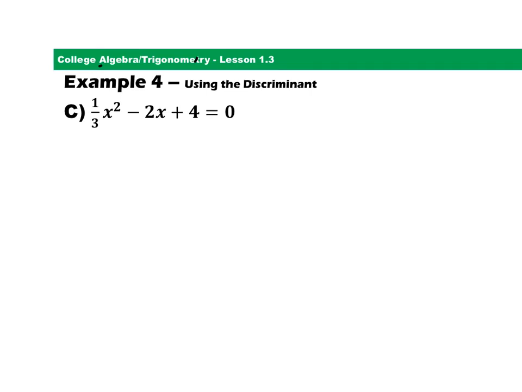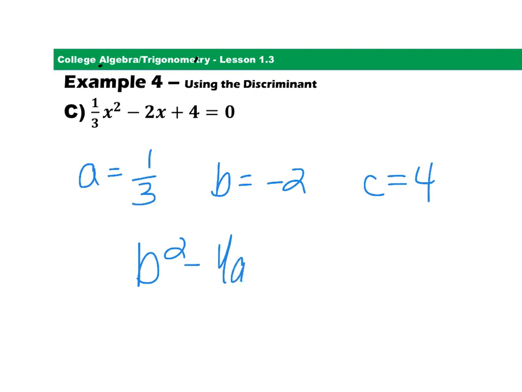Okay, guys, use the discriminant. There's a fraction, therefore what? We freak out? We throw a pencil down and say, forget it? Okay, no, we're not going to do that. What's my A term? 1/3. What's my B term? -2. And what's my C? 4. So b squared minus 4ac.